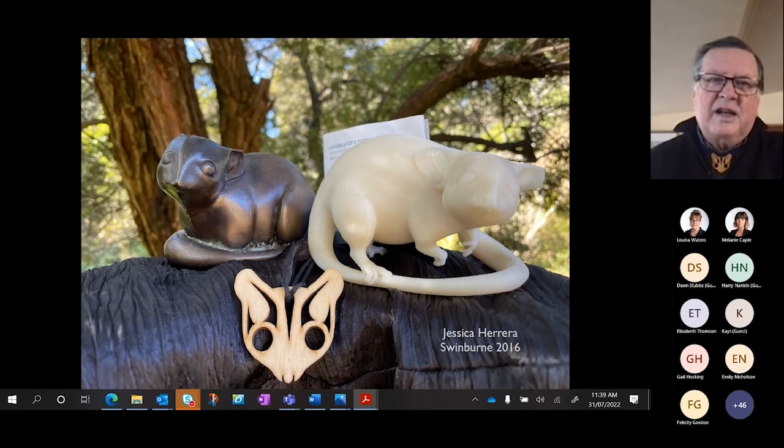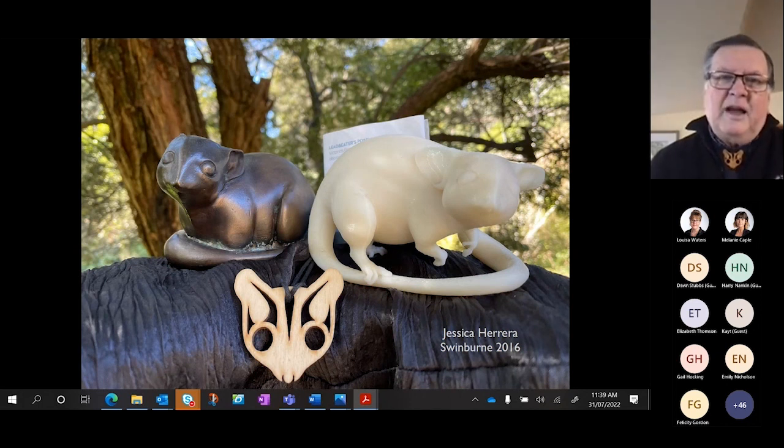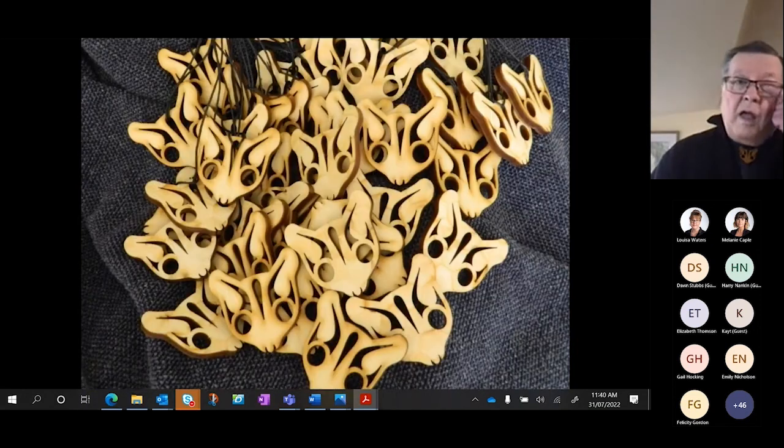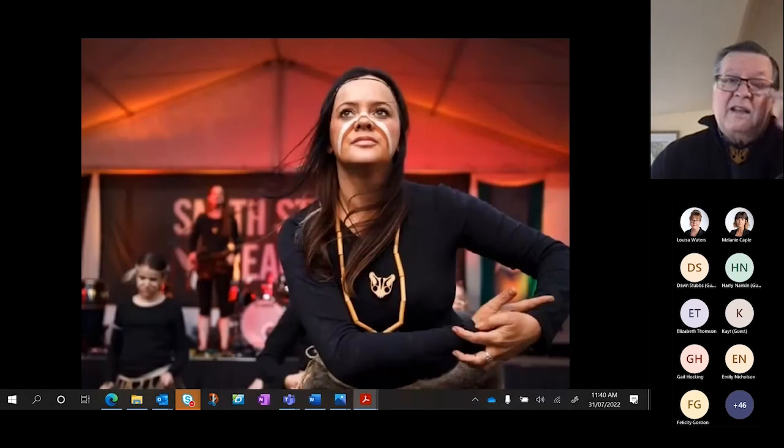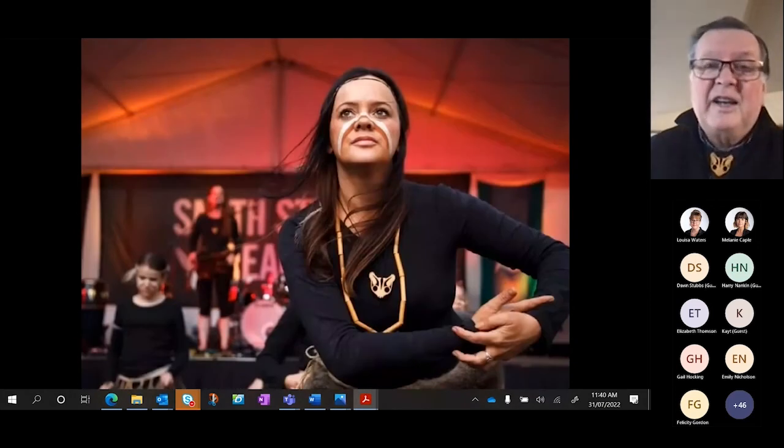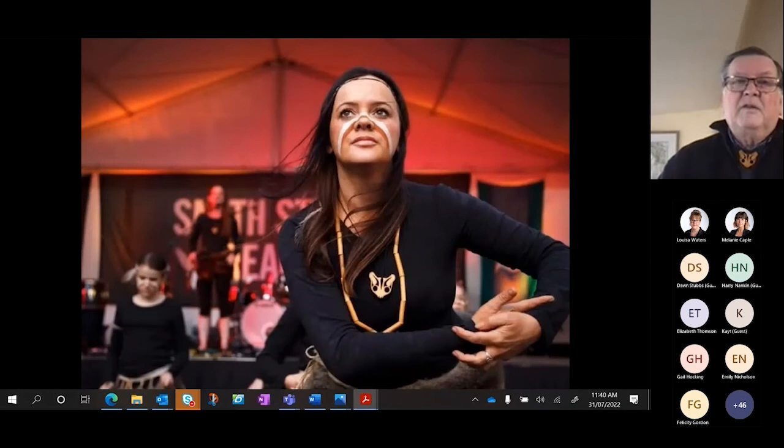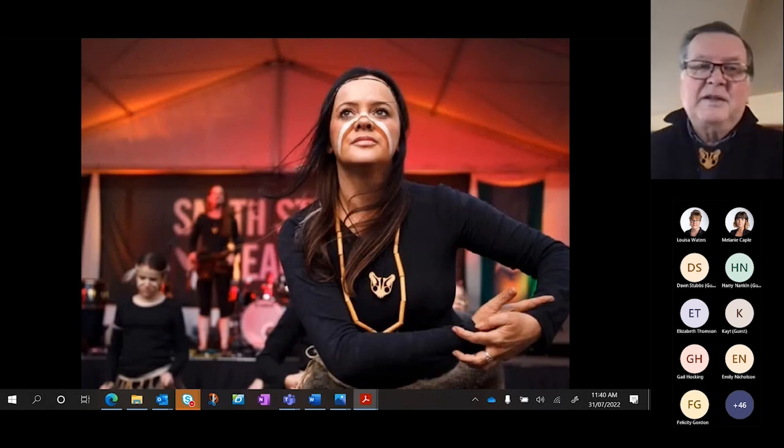These are works by a student called Jess Herrera at Swinburne, and her entire body of work for her degree was based around Leadbeater's possum, including 3D printing of sculptures of the Leadbeater's possum and laser cutting of the wallet pendant that I'm wearing now. And they're available through our website, and they've been adopted by the Jiri Jiri, who are a group of First Nations dancers, and they wear the pendant at their presentations.